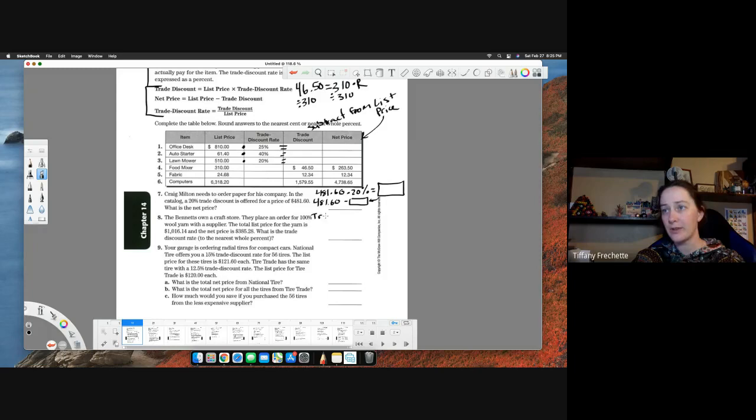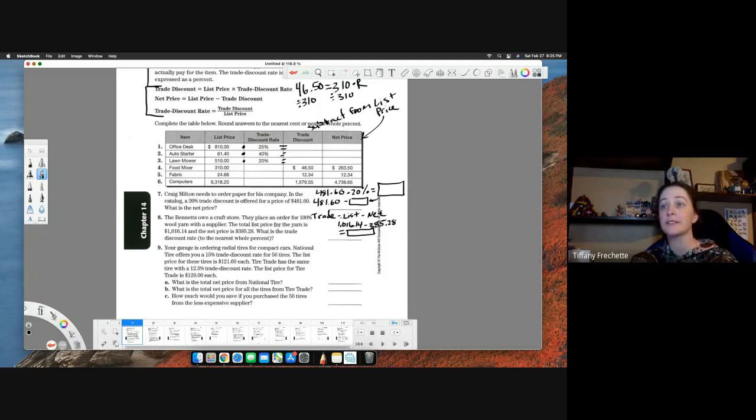So if you think about it, the trade discount is equal to the list minus the net. So we have our list price, which was $1,016.14, minus our net price. Oops, that's supposed to be an 8. 385.28. All right, and that's going to equal our trade discount. That's what we were able to take off. That's not what they're asking.